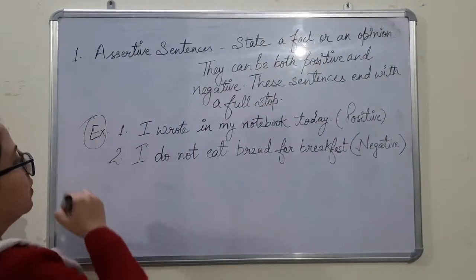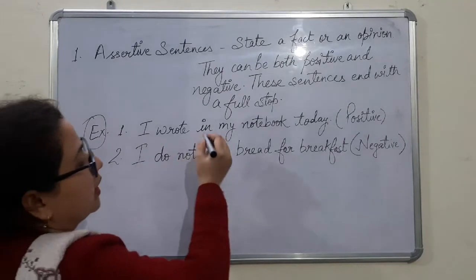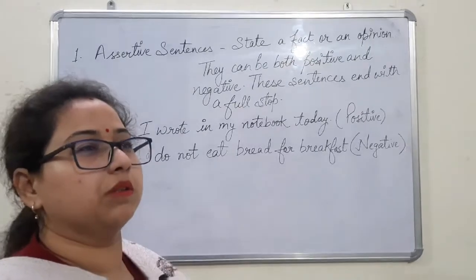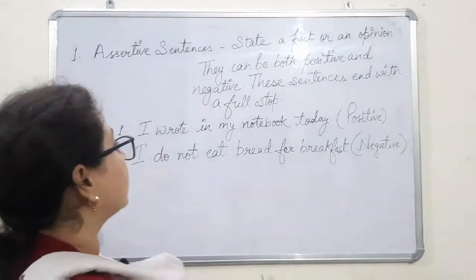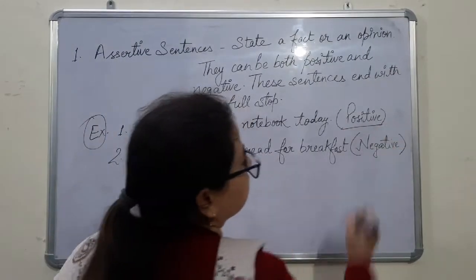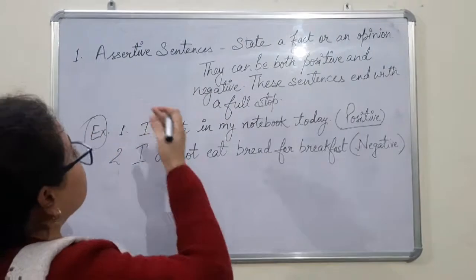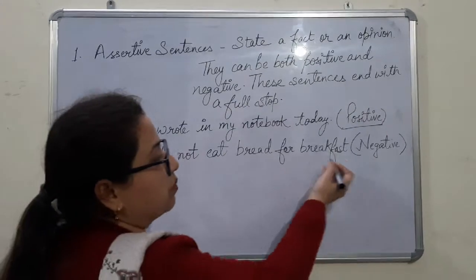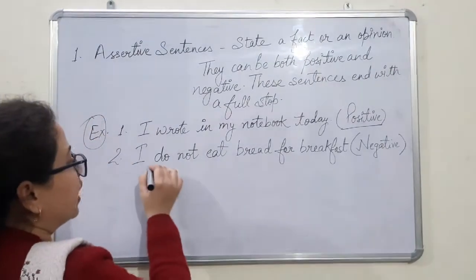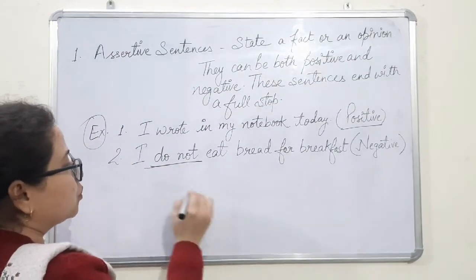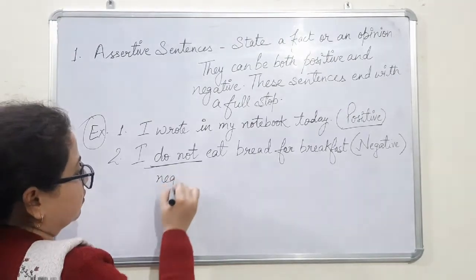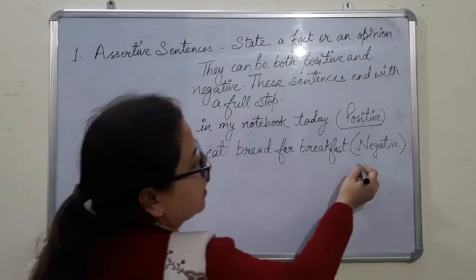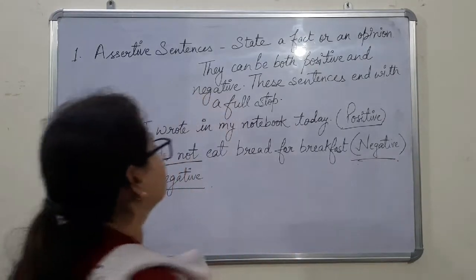Let's take an example. I wrote in my notebook today. That is what? That is our positive assertive sentence. Next is, I do not eat bread for breakfast. When we use do not, it means negative. And that's why this sentence is negative.